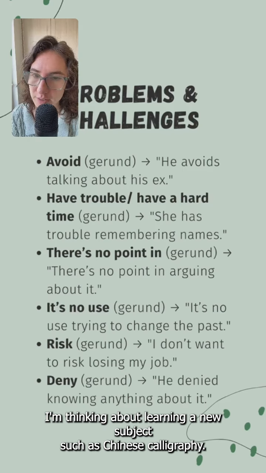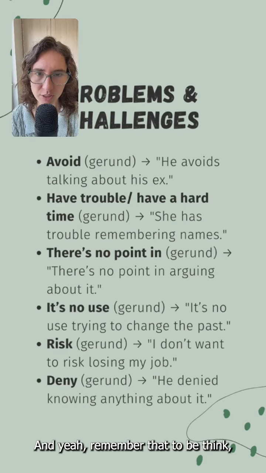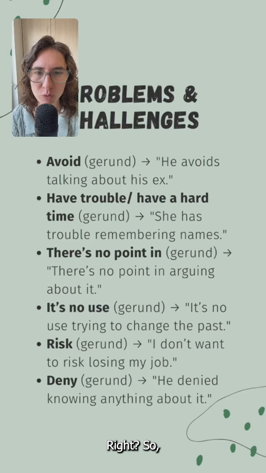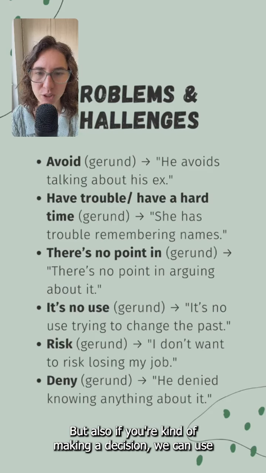Probably a good thing, depending on the situation. To have trouble or to have a hard time. So both of these are synonyms with each other. They have the same use. She has trouble remembering names, or she has a hard time remembering names. It's basically to say it's difficult for her.